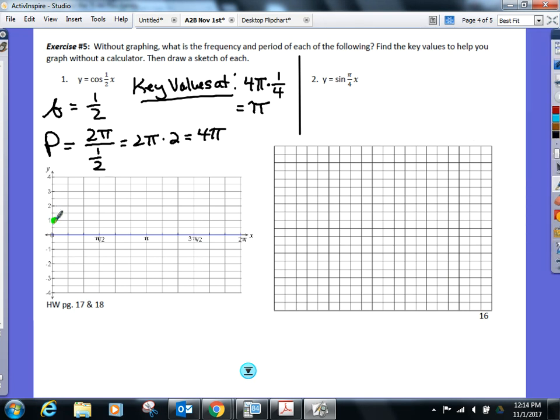Here's the difference, though. There's not going to be a value at pi over 2 because we said there's a key value at every pi. So you ready, Brooke? Cosine starts at 1, then goes down to what? Look at your curve. Goes down to 0. Everyone agrees. Starts at 1, goes down.